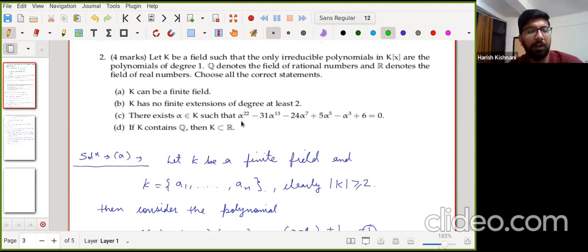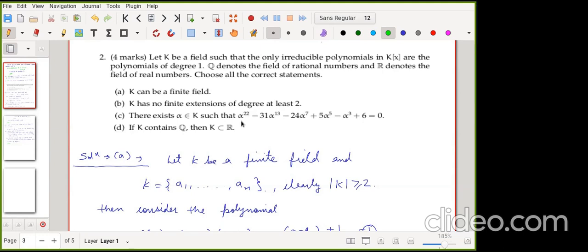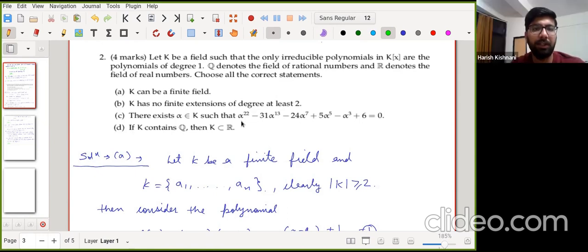Then again, if you break it, if the polynomial has degree greater than 1, then again you should be able to break it. So ultimately this degree 22 polynomial must split inside K, right? It should split into linear factors. If it does not, then consider the factor of degree greater than or equal to 2. That will create a contradiction to the assumption.